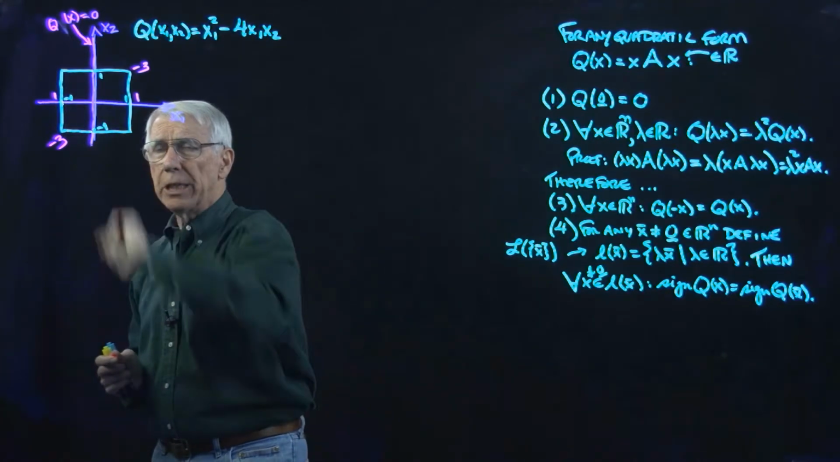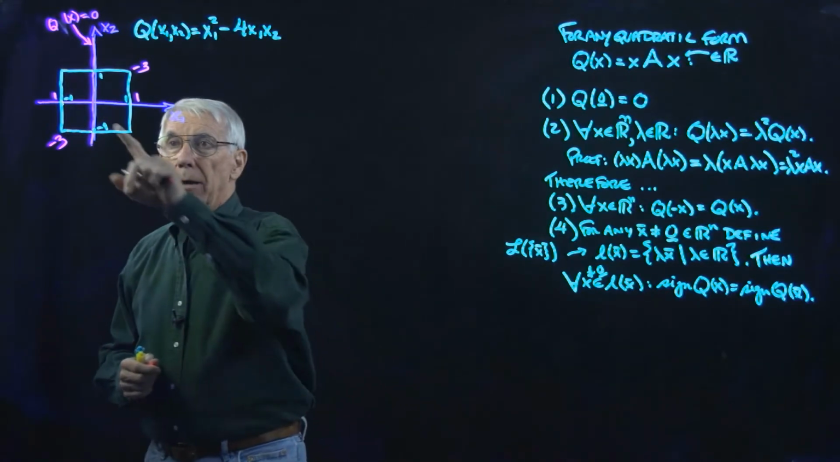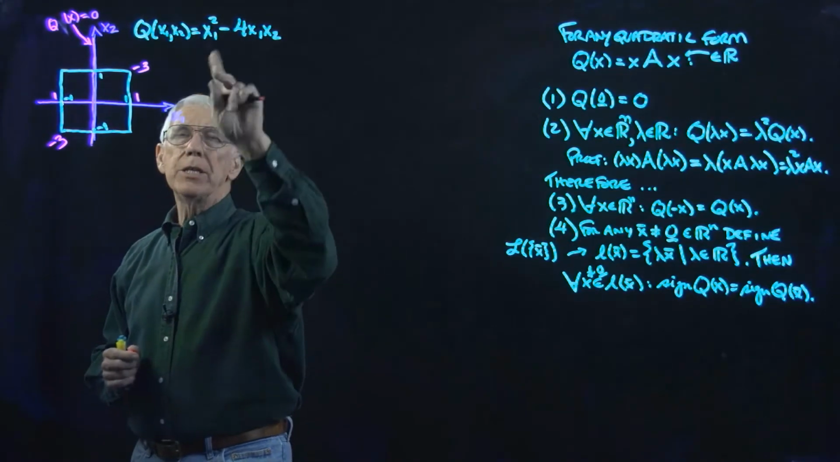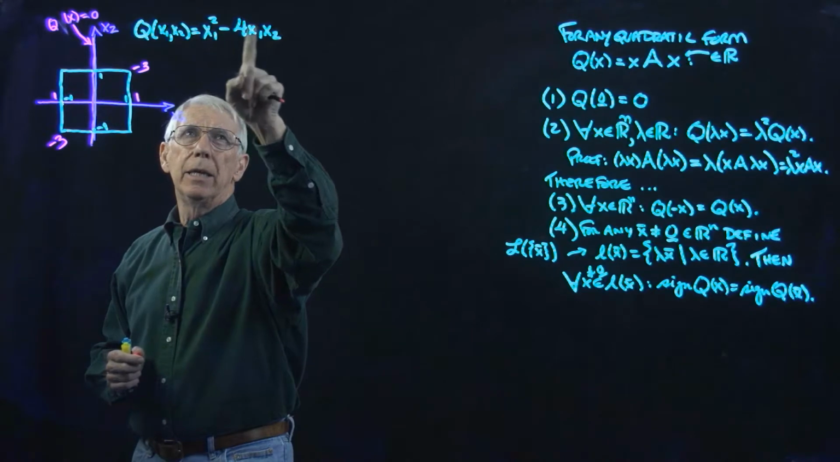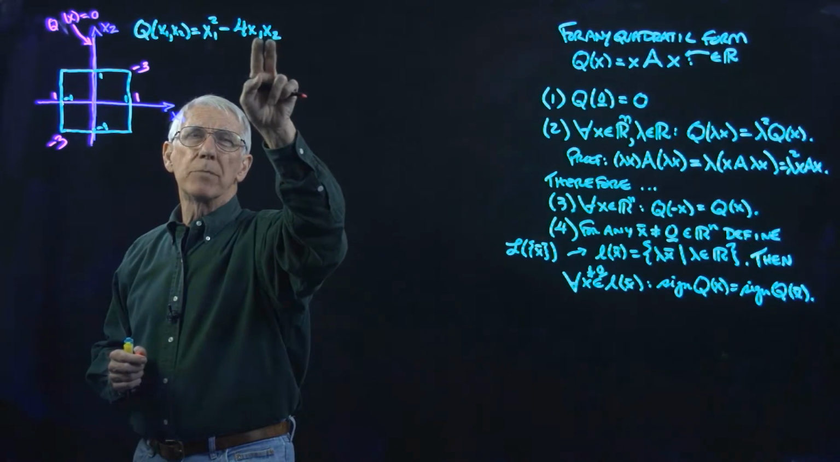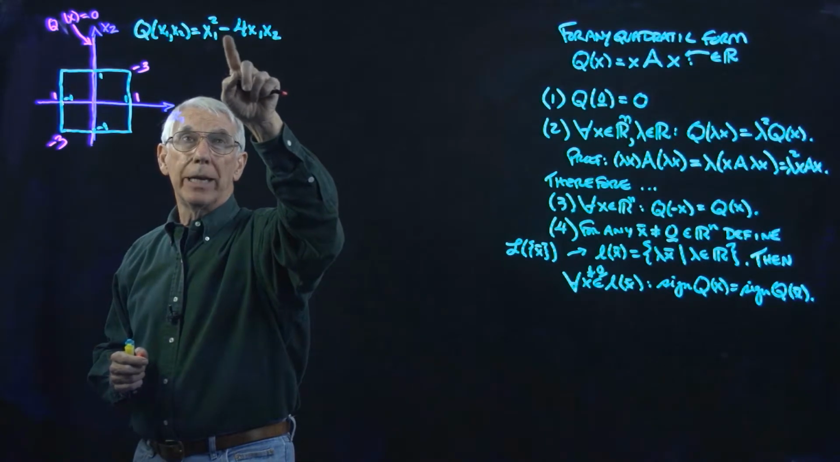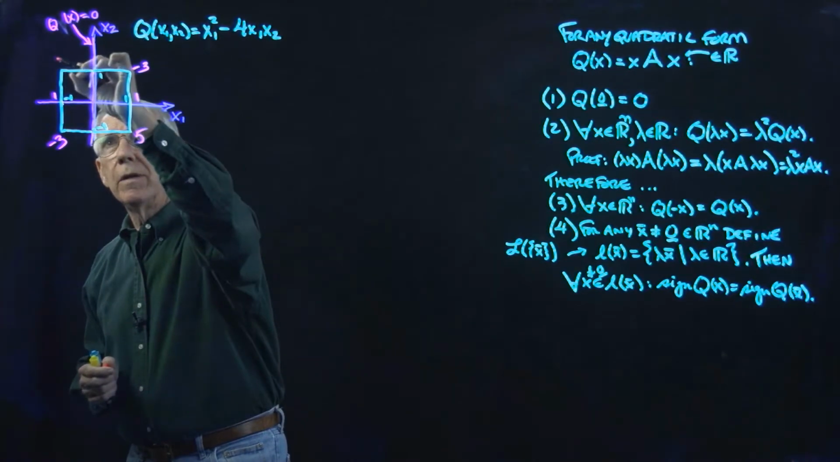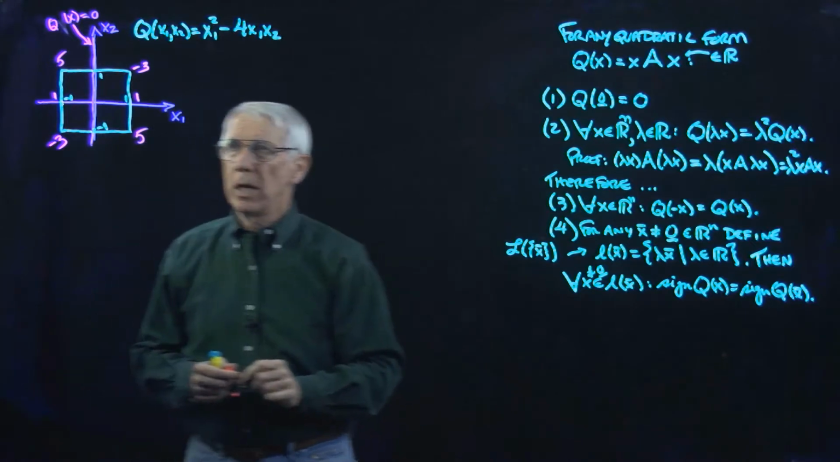What about at these points here? Well, at this point here, I've got 1 and minus 1. So I have 1. 1 times minus 1 is minus 1. So I've got minus 4, minus. So this is 5, and therefore this is 5.